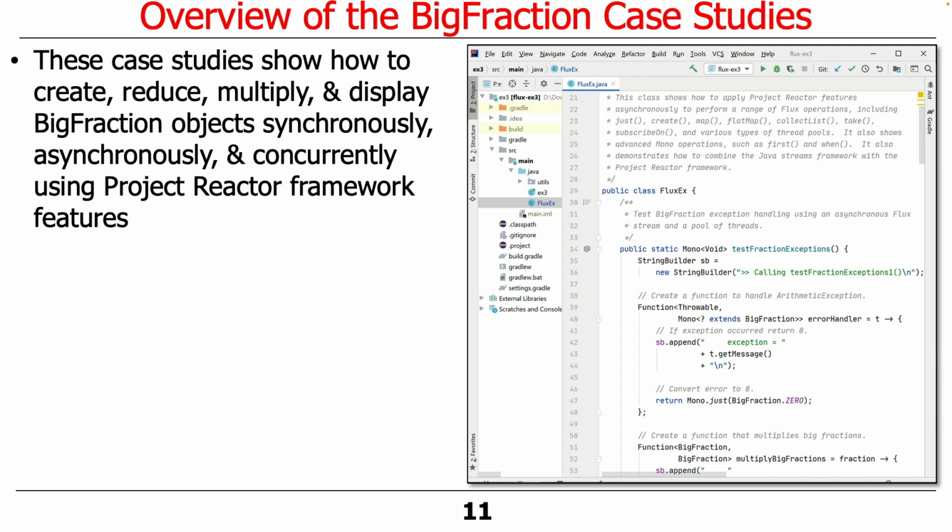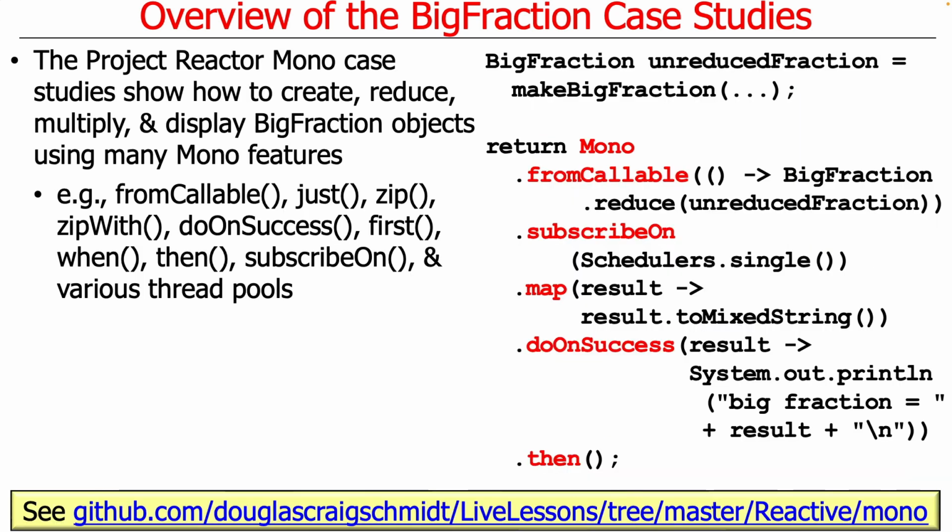And all these case studies are going to do things like create big fractions, reduce big fractions, multiply big fractions, display big fractions, and it'll do them in a bunch of different ways. We'll start out doing the real easy stuff with synchronous operations, and then we will progress to doing them asynchronously and concurrently using the Project Reactor framework features.